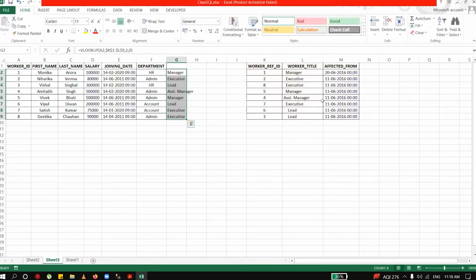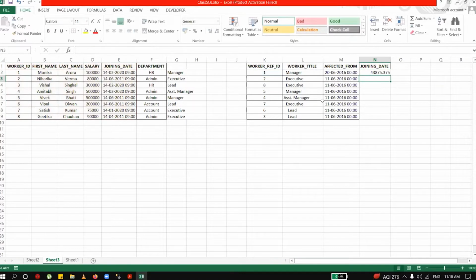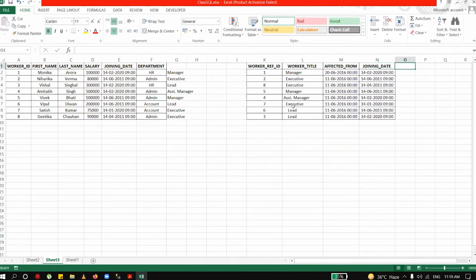Here is the information. With the help of the left side, I've got the information for the right side. So this is the left side key. If you want to go to the right side table and put all the relevant columns over here, let's say I would like to find the joining date for all of them over here also. So I'm going to use another VLOOKUP here, and change it to the joining date.